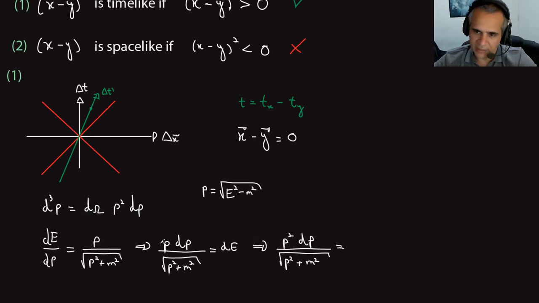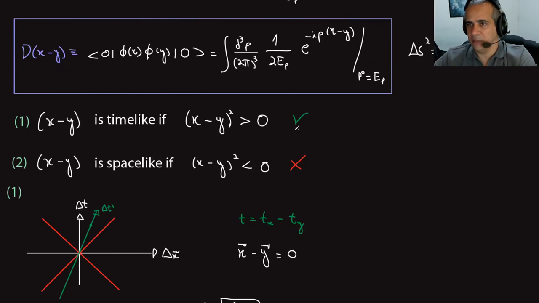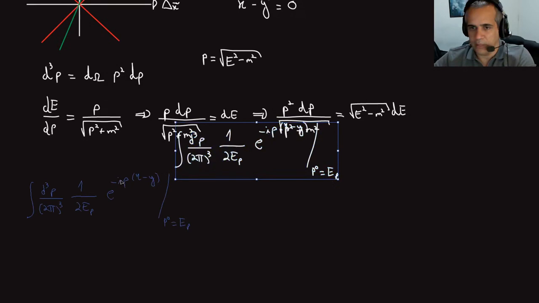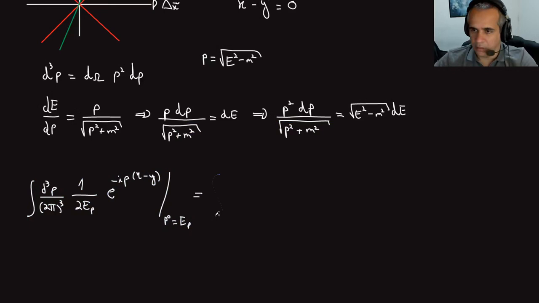And what's more important, p squared dp over the square root of p squared plus m squared, I added an extra power of p here, that's why p squared, and I add an extra power of p on this side. So it equals the square root of E squared minus m squared dE. This is a very useful expression because it allows me to exchange integrals in p squared dp by integrals in the energy. And then, this is the expression I'm trying to calculate. To calculate this, I can now do the integral in the solid angle.